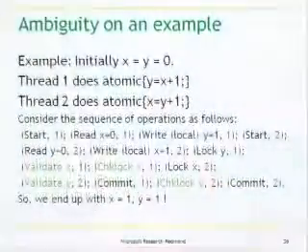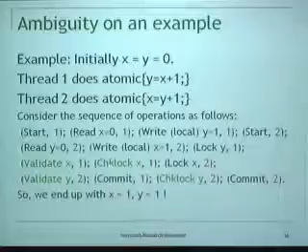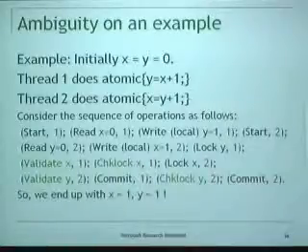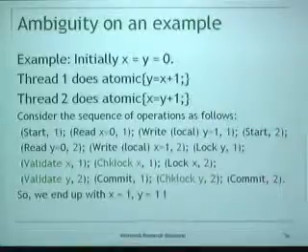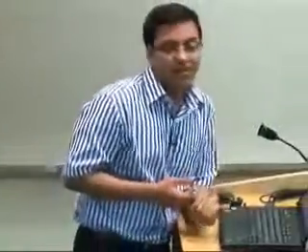So if we reverse the order, that is, first we check whether it is locked, and then we validate, and similarly for this thread, then we would not end up with this execution. One of the threads would have to abort. So this is one subtle example of how the sequence of some operations can matter.